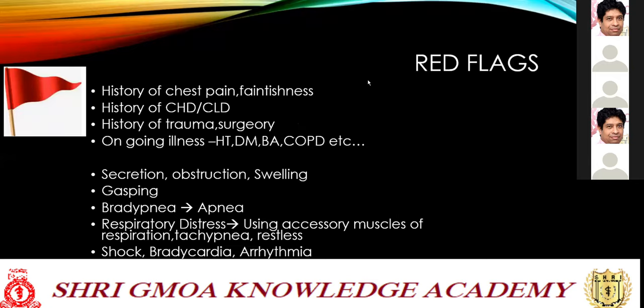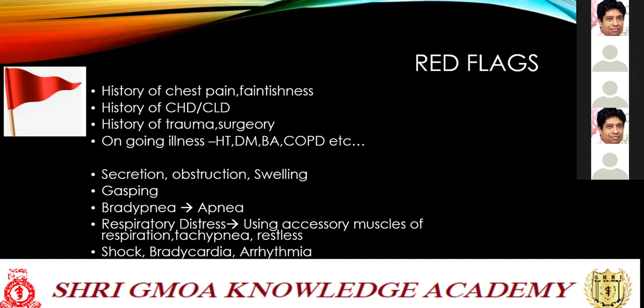Right. So when you go through airway and breathing, you can find red flags. If a patient can talk, or the patient is in a category 3 or category 4 situation, you can get a little bit of history from the patient or from the bystander. So history is very important here. History of chest pain or faintishness is more related to a cardiac process. History of congestive heart failure or chronic lung disease, then again you can categorize into heart or lung.